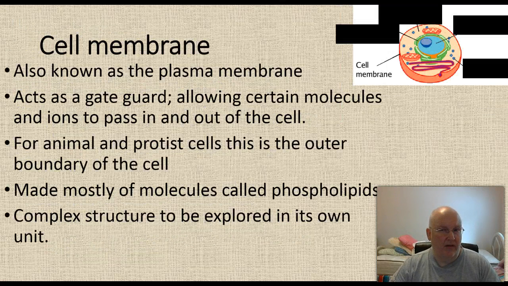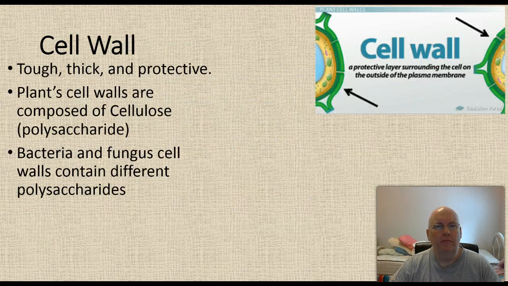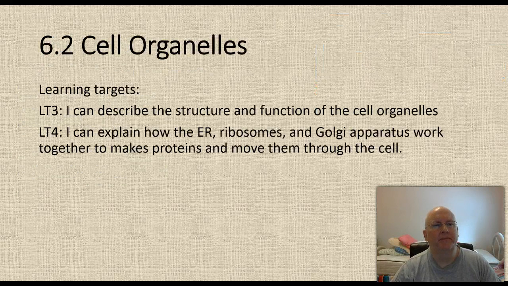The cell membrane is another area of the cell. It's that very thin, flexible, fatty layer outside the cell. And remember, all cells have cell membranes. Cell walls are found in two types of eukaryotic cells, plants and fungus, and then in bacteria or prokaryotic cells. It's a thick protective layer.